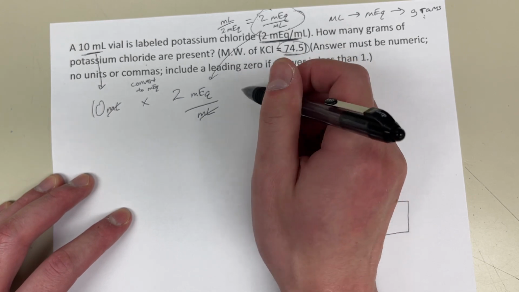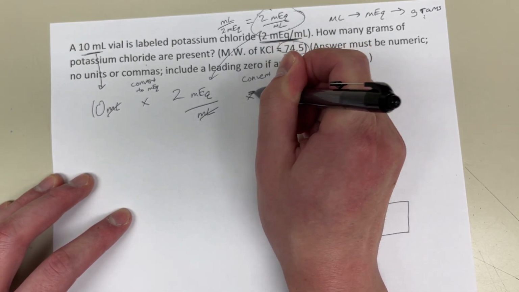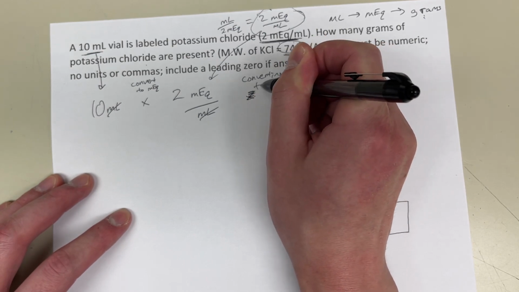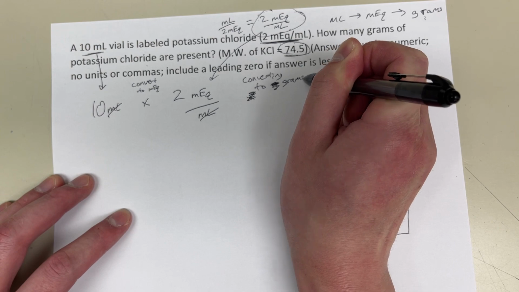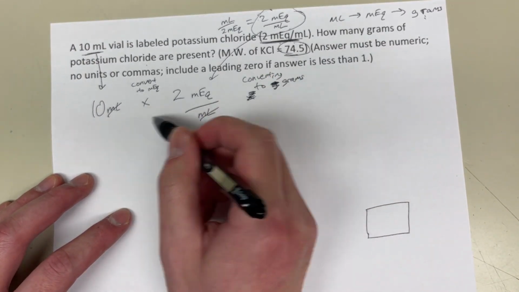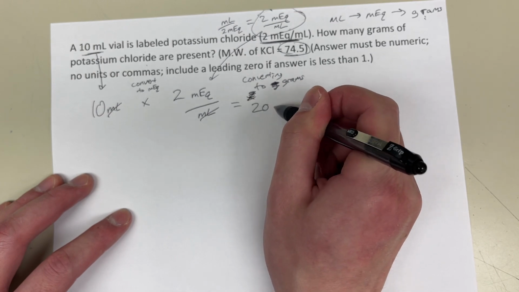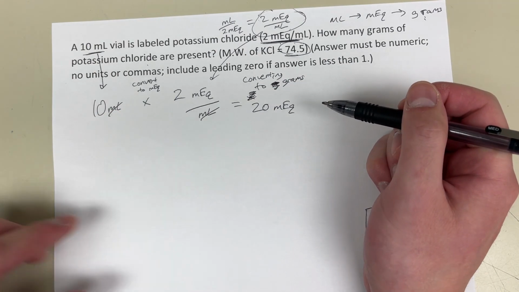And so next I'm going to be converting to grams. So I'm going to calculate this real quick. This is equal to 20 milliequivalents, right? Because 10 times 2 is 20.